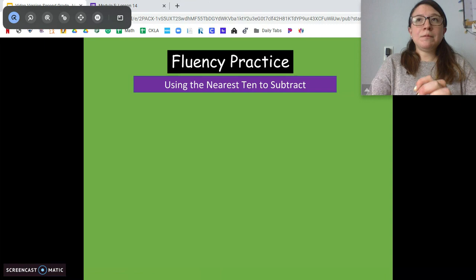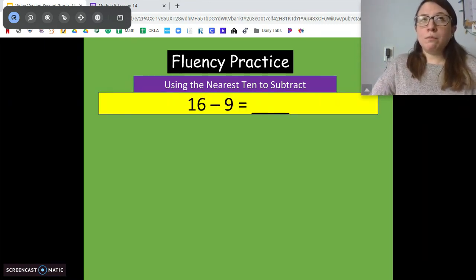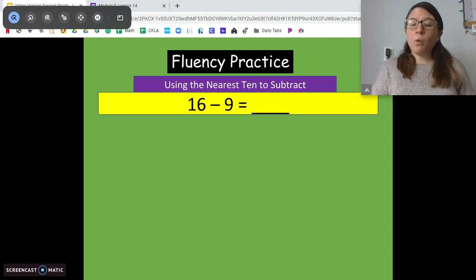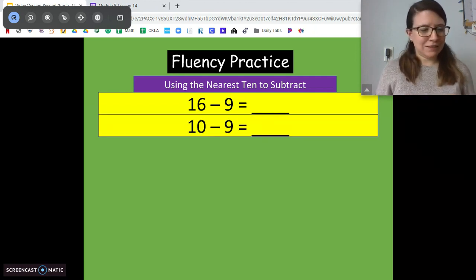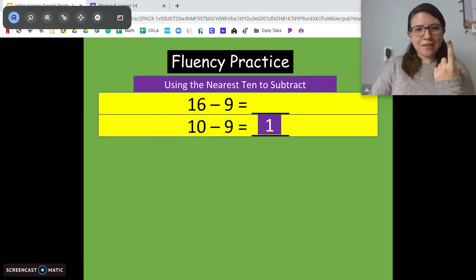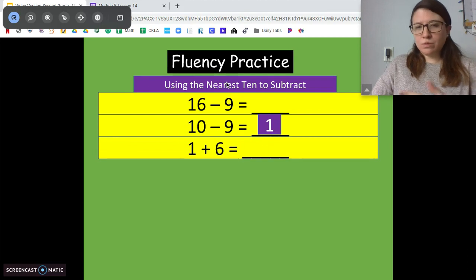For this, I'm just going to have you say it out loud with me. So we're going to move numbers to the nearest 10 to subtract. What I mean by that is you see 16 minus 9. Now, an easy way to think about this is to start by just taking 10 minus 9. We know what 10 minus 9 is, right? Easy peasy. That's just 1. Now, from here, we still have 6 extra ones that we didn't use here. So we got to add those 6 extra ones in, right? What's 1 plus 6?